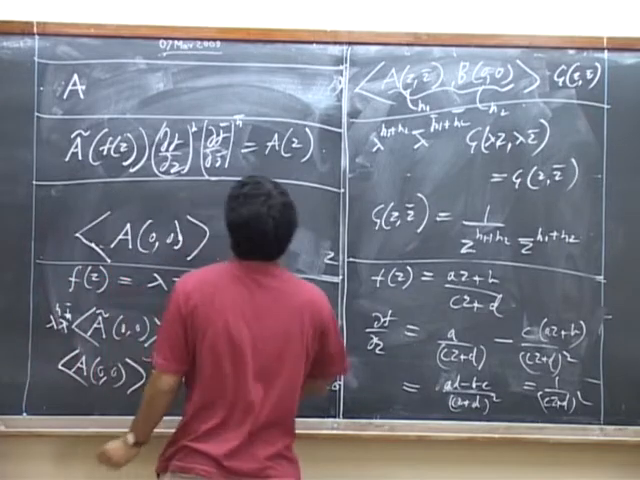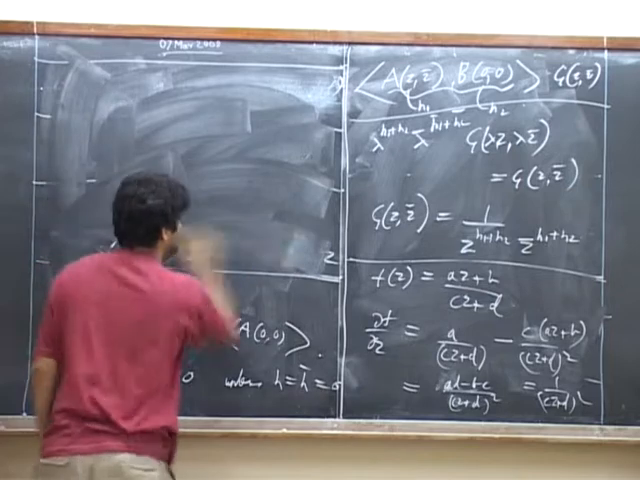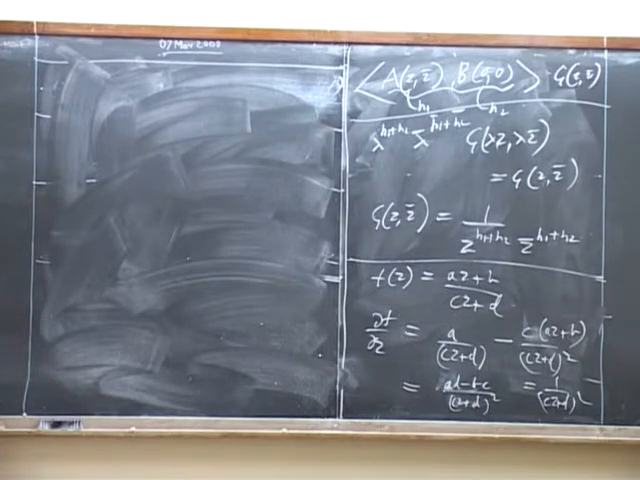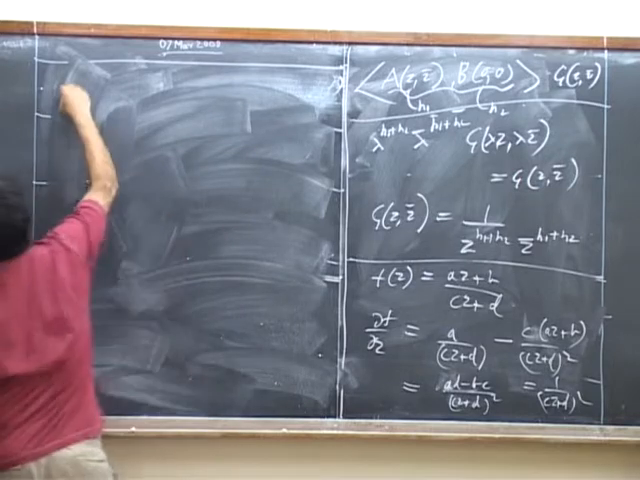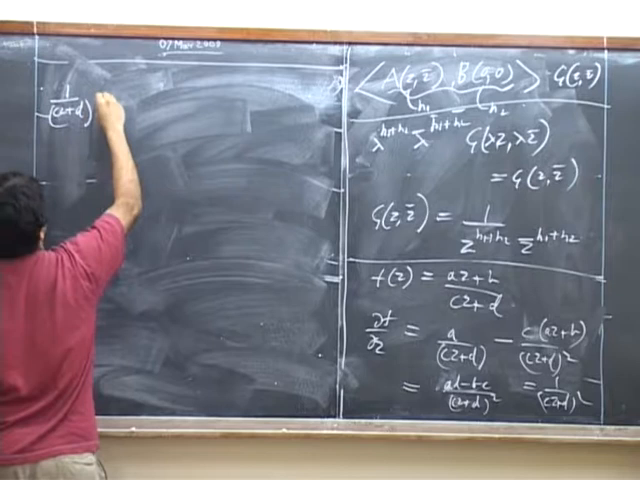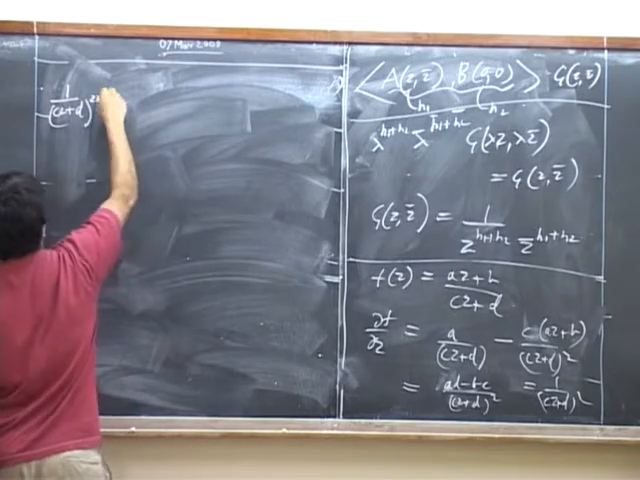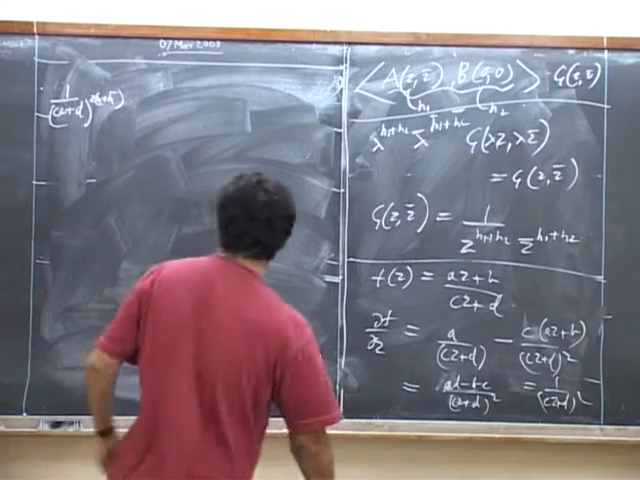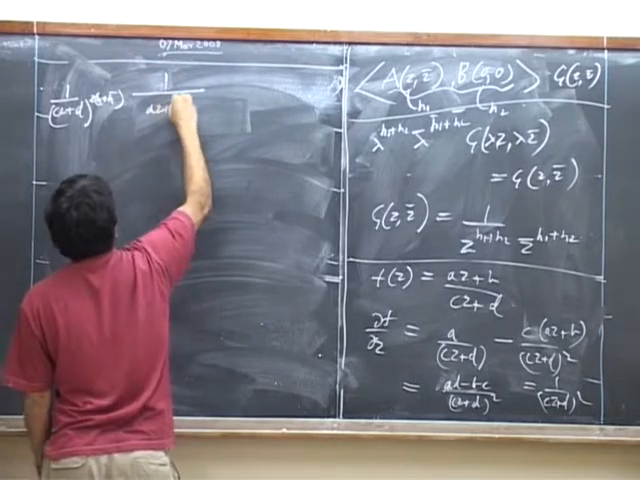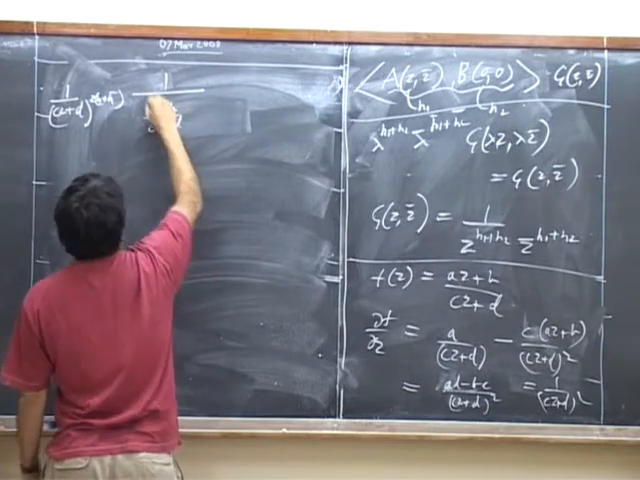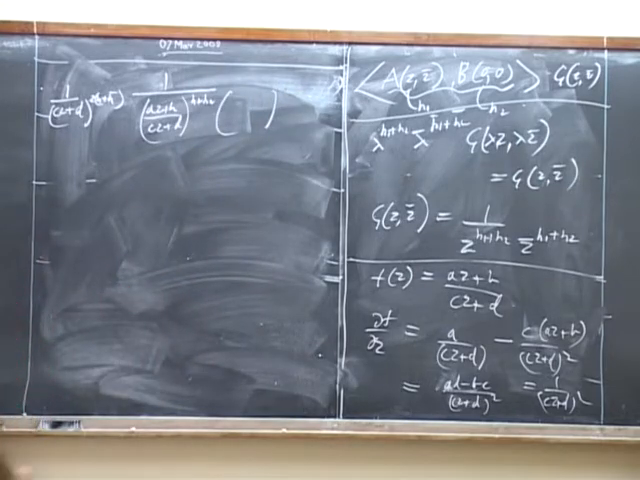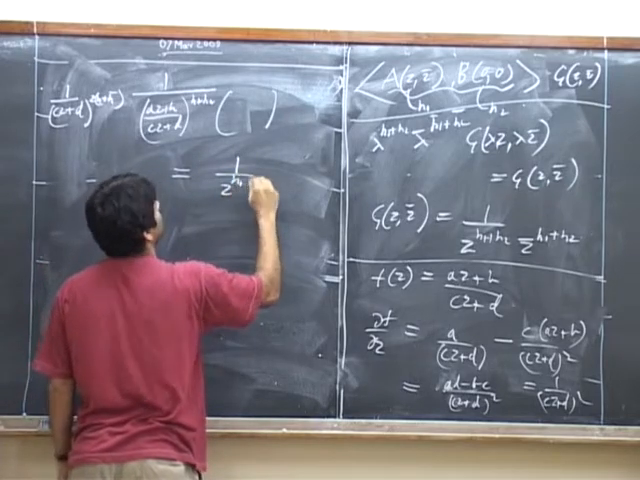Okay? So what do we conclude? We conclude that it must be that 1 by Cz plus D to the 2h plus 2h bar, this is del f by del z, times 1 over Az plus B over Cz plus D to the power h1 plus h2 times the complex conjugate, which I won't write down, is equal to 1 over z to the power h1, z bar to the power h2.